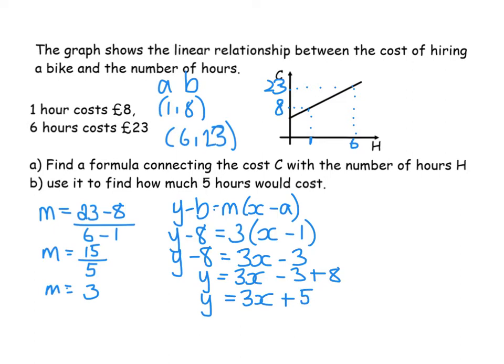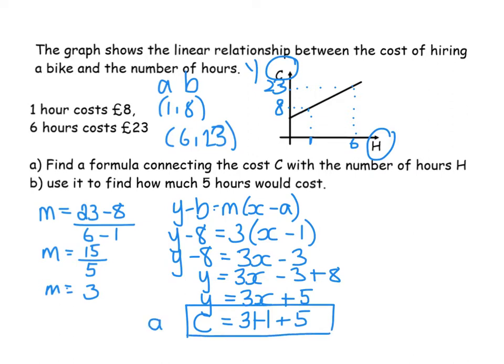And then we're going to change these. Remember, our y-axis has got a c beside it, so y becomes c for cost. Our x-axis has an h, so that becomes an h for hours, plus 5. So part A, our formula connecting the cost and the number of hours is done. Cost equals 3 times the number of hours plus 5.